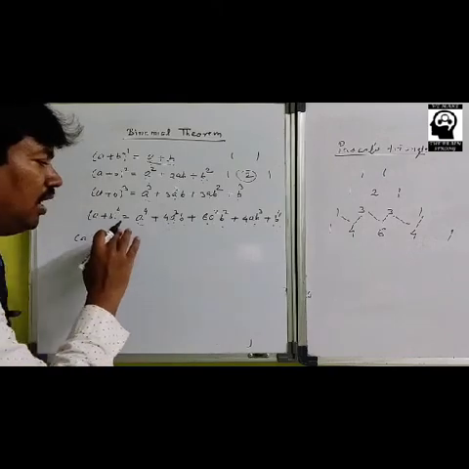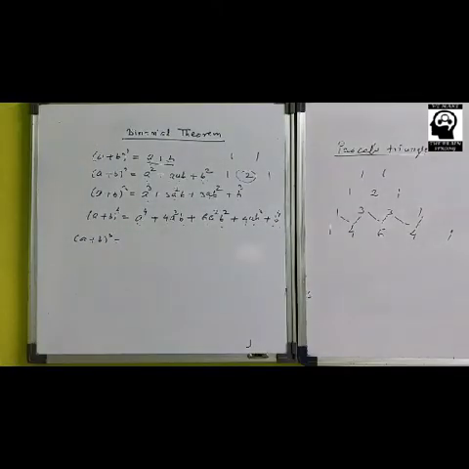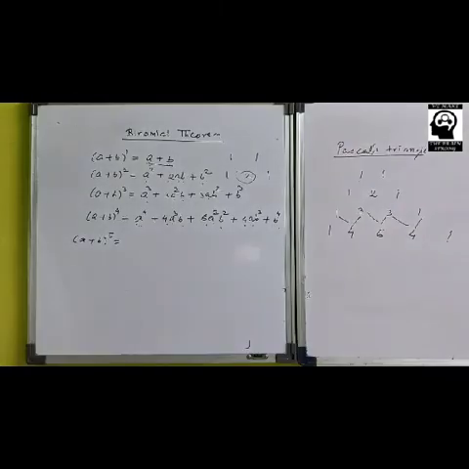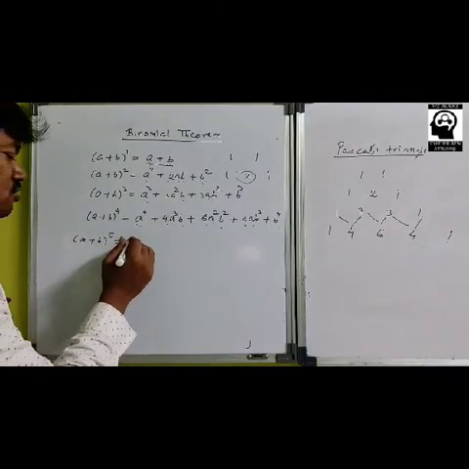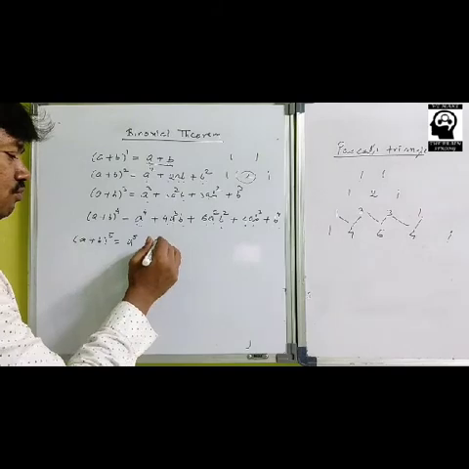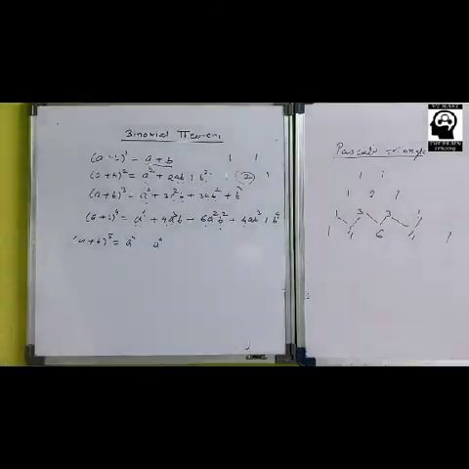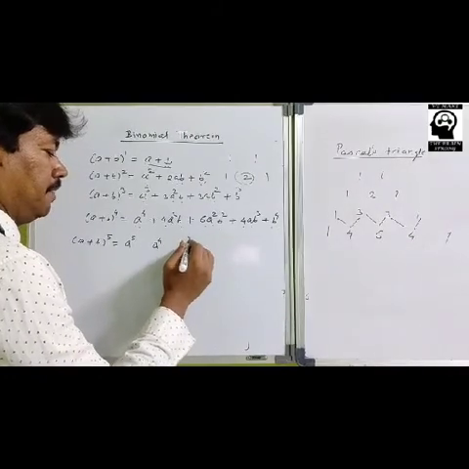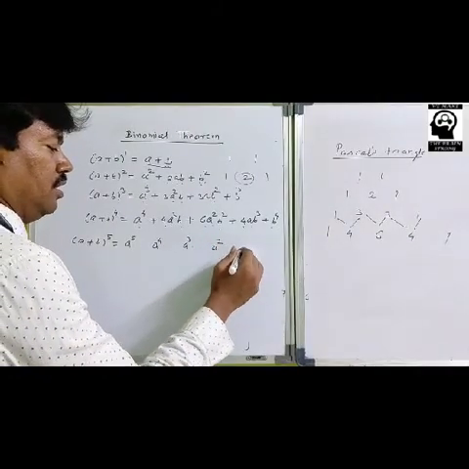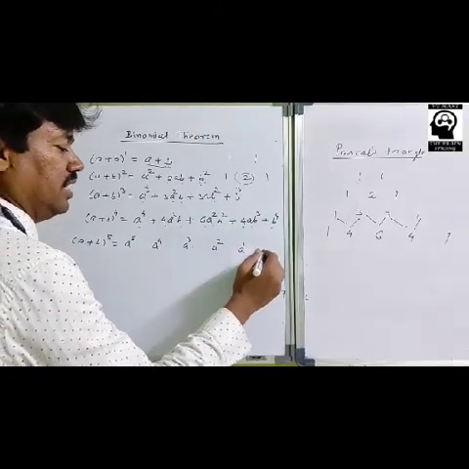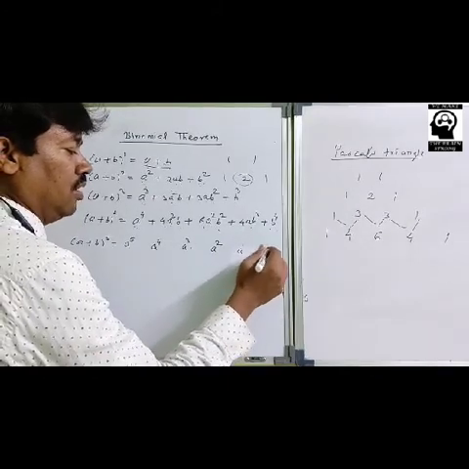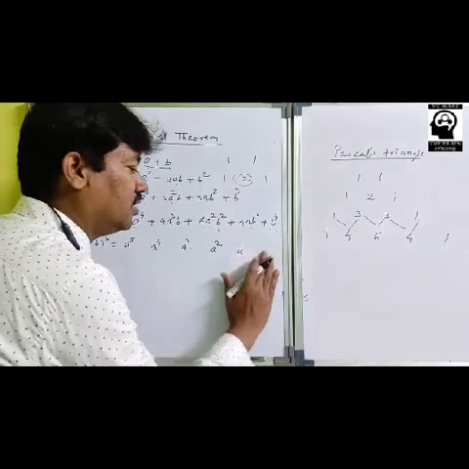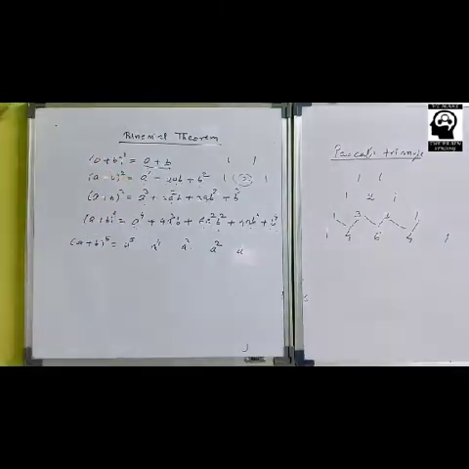The power of a will go on decreasing and the power of b will go on increasing. So the first term is always a raised to 5. The next is a raised to 4. Next, a raised to 3, a raised to 2, a raised to 1. And the last is a raised to 0. But a raised to 0 is what? 1. So there is no need to write the term a raised to 0, it is the same as 1.